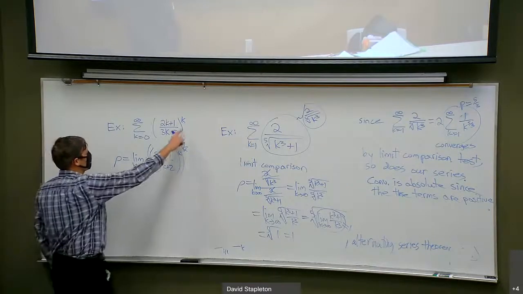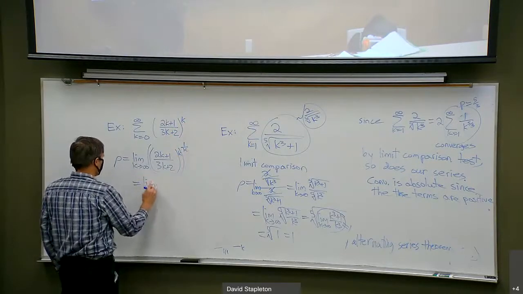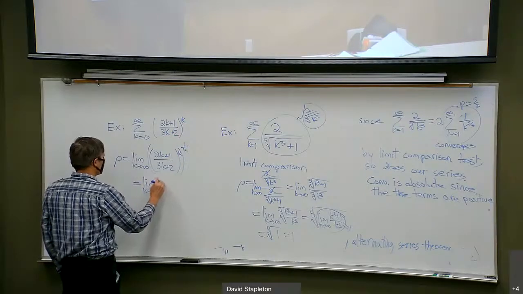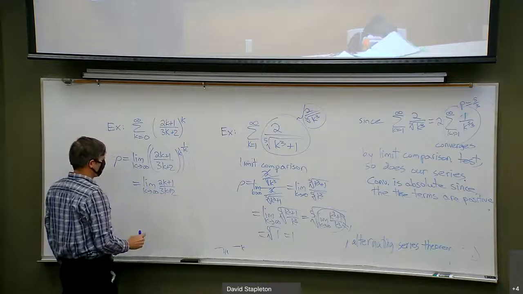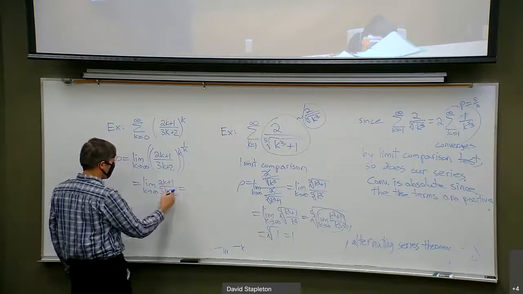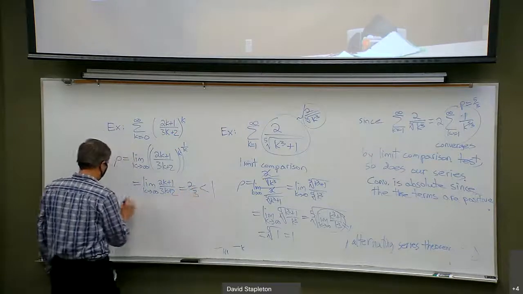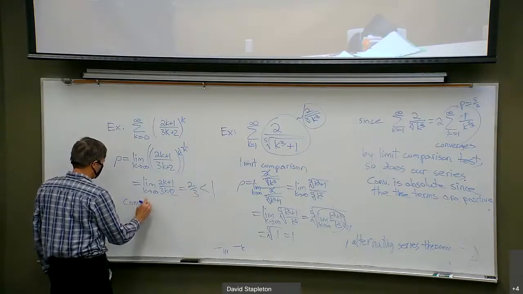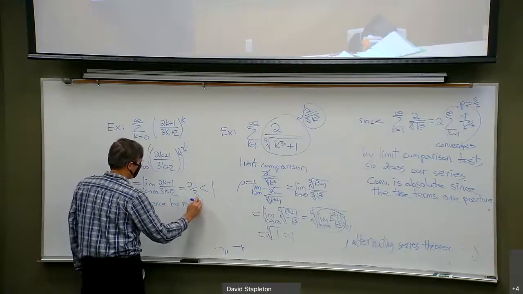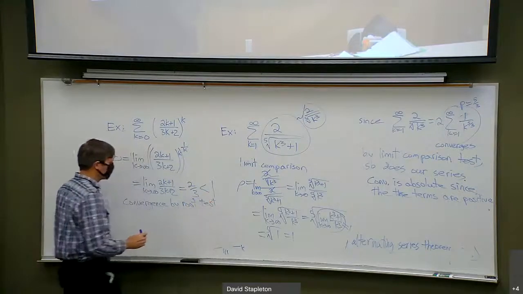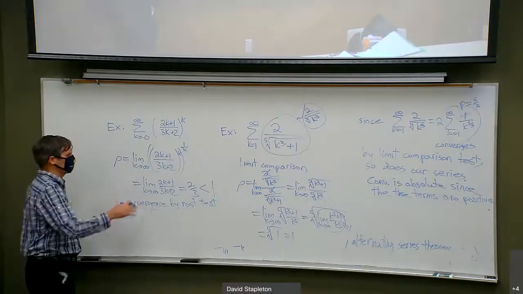Well, this is why it's good for kth powers in here: it undoes the kth power. And you have the limit as k goes to infinity of 2k plus 1 over 3k plus 2, which is, in dominant terms, 2/3. Since this is less than 1, we get convergence by the root test. Since the terms are already positive, it converges absolutely.